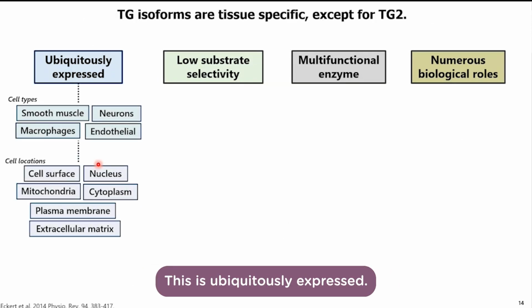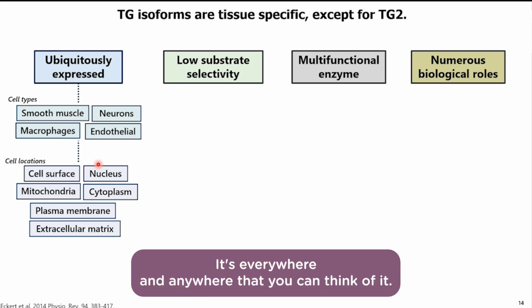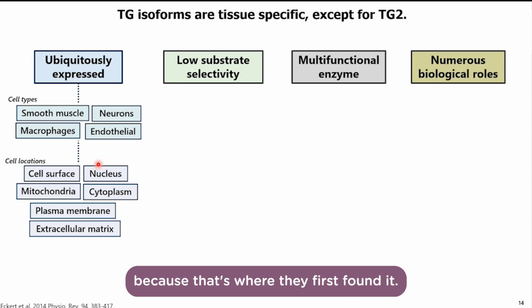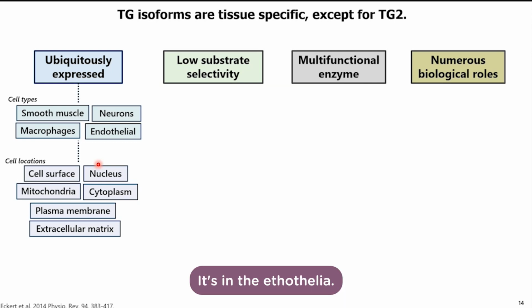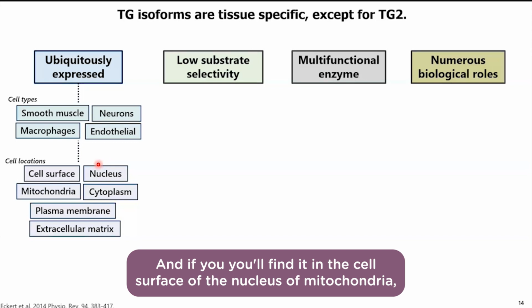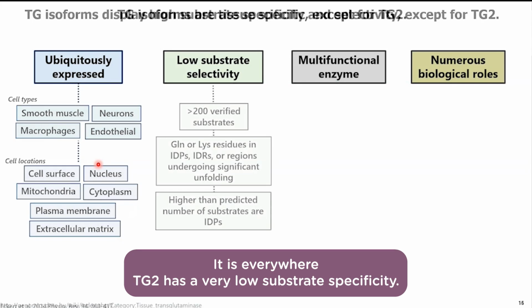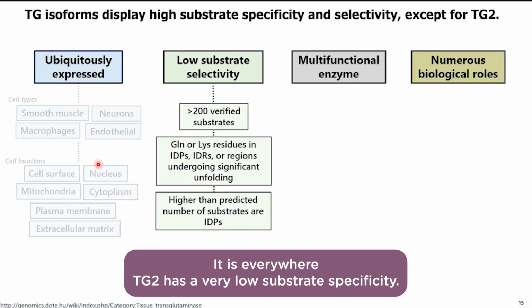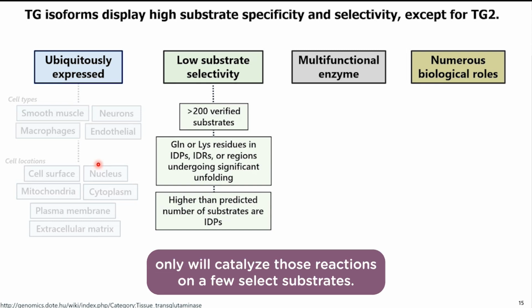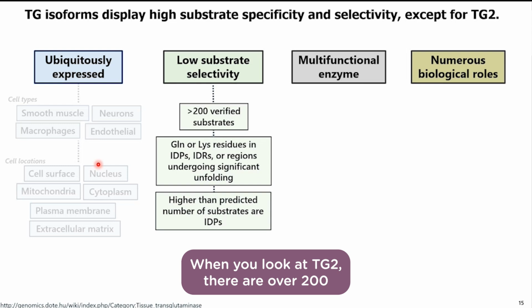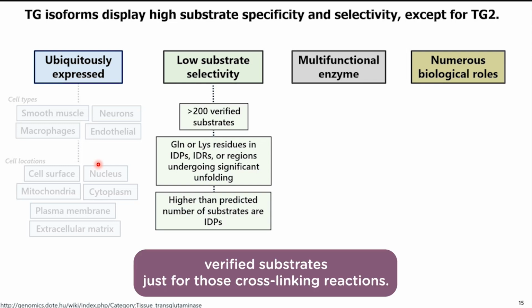TG2 is ubiquitously expressed. It's everywhere and anywhere that you can think of. They often call it tissue transglutaminase because that's where they first found it. It's in muscles, it's in neurons, it's in macrophages, it's in microglia, it's in the endothelium. You'll find it on the cell surface, the nucleus, the mitochondria, cytoplasm, the plasma membrane, the extracellular matrix. TG2 has a very low substrate specificity. All of the other isoforms only catalyze those reactions on a few select substrates, at most 3 or 4. When you look at TG2, there are over 200 verified substrates just for those cross-linking reactions.